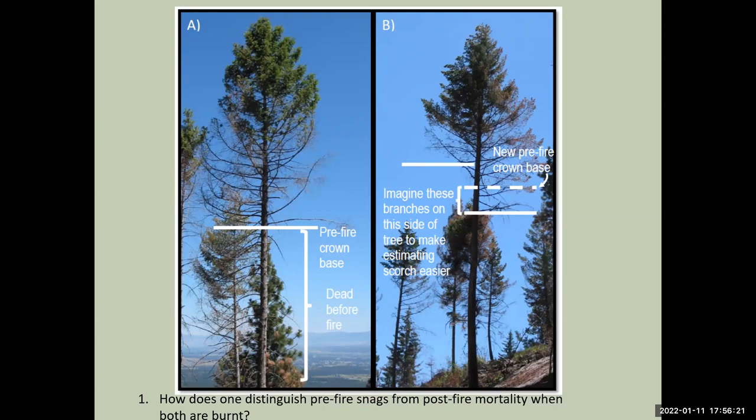But trees that maybe died the year or within a few months before the fire, it can be very hard to tell which trees were dead or alive before the fire. You'd have to dig into them and see how advanced the beetle activity was underneath the bark.